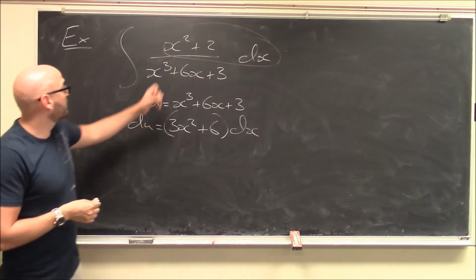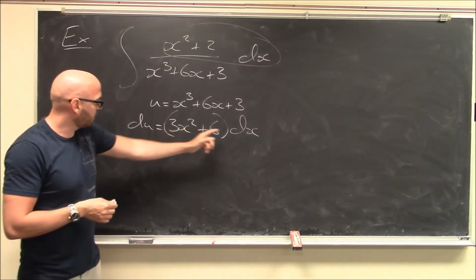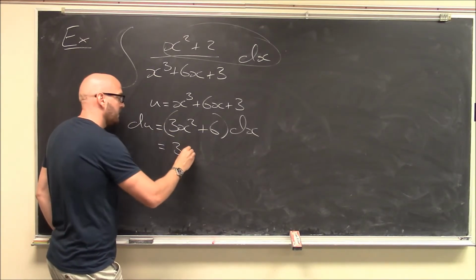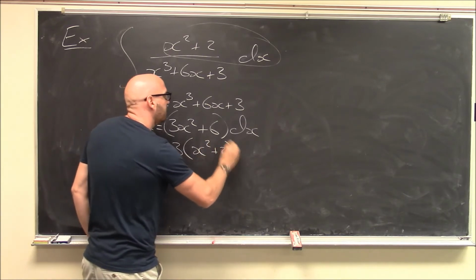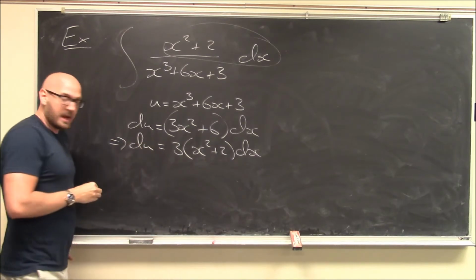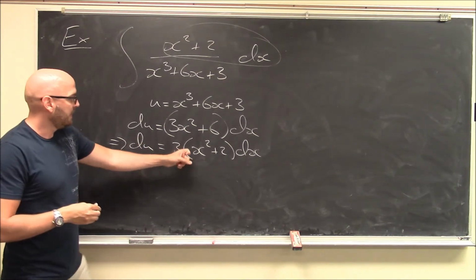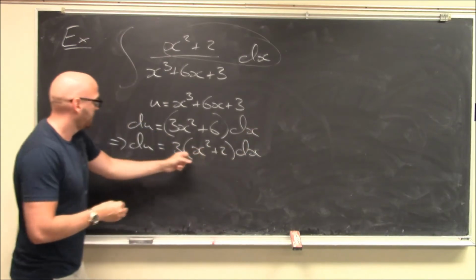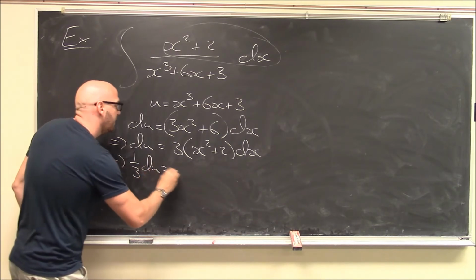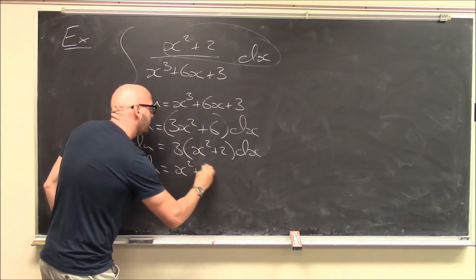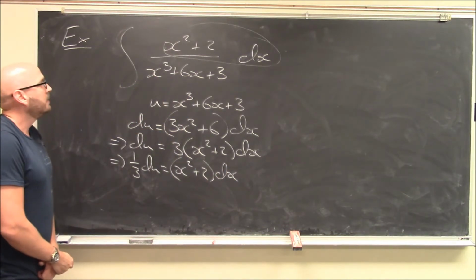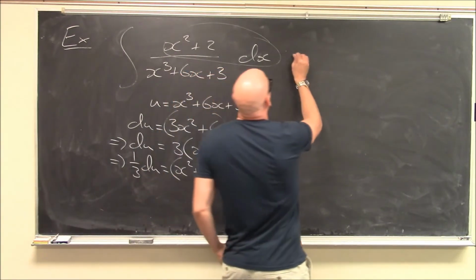So my hope was that this had something to do with x squared plus 2. It doesn't look like x squared plus 2 dx, but it actually is. It's really close. This is 3, if I factor out a 3, times x squared plus 2 dx. So not bad. I'm actually just off by a factor of 3. And if I have my x squared plus 2 dx left over, to isolate that by itself, I'm just going to divide both sides by 3. 1/3 du is equal to x squared plus 2 dx. So fantastic. This substitution is going to work out pretty well here.